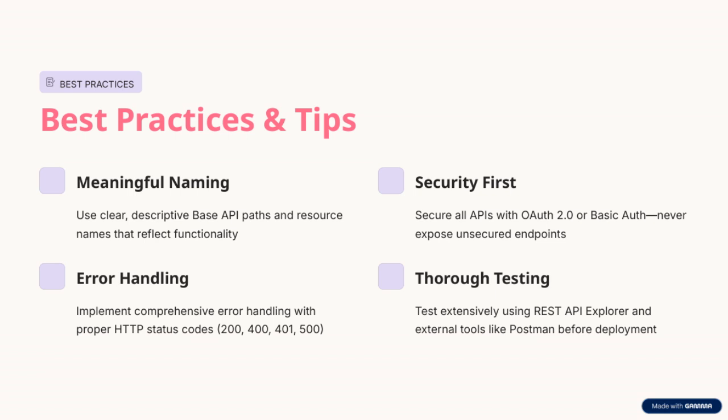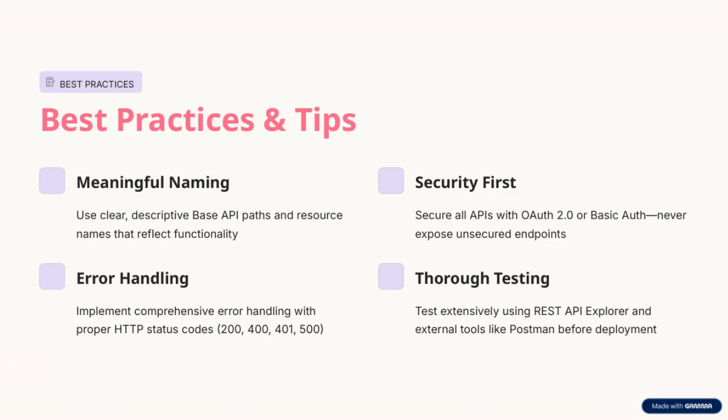Security should always be a top priority. Make sure to secure all your APIs with OAuth 2 or basic authentication. Never expose unsecured endpoints, as that could lead to vulnerabilities and potential data breaches. Taking these steps helps protect both your data and your users.